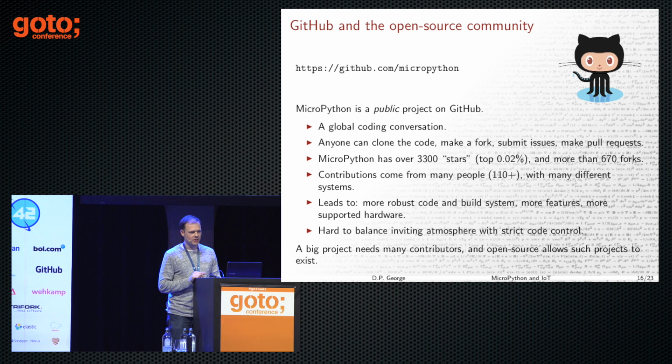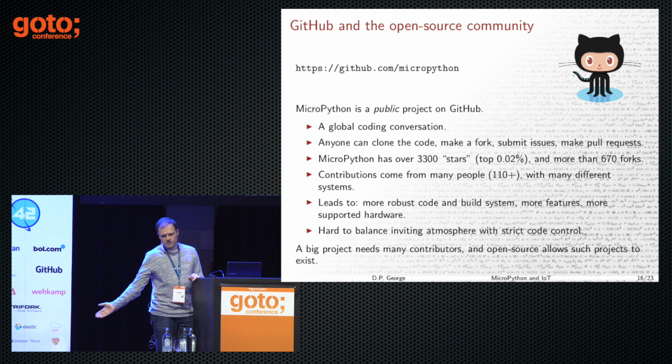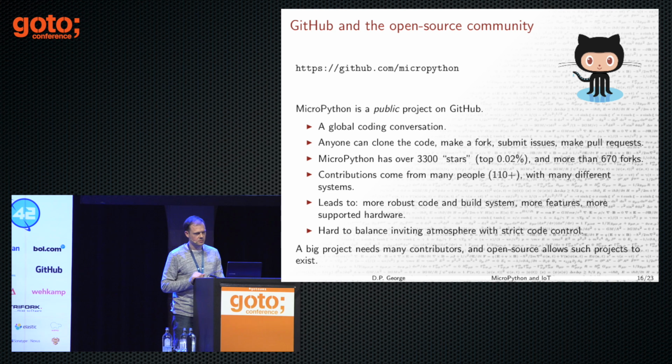So I think having it on GitHub and having such feedback from people running MicroPython on so many different machines, like this old embedded system that has a GCC compiler version 3, for example, makes the code more robust because people can give feedback from these systems.